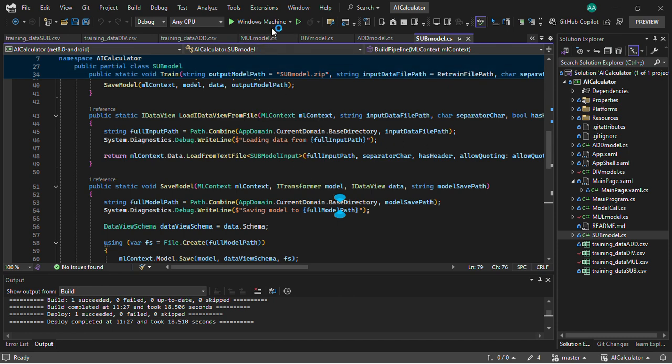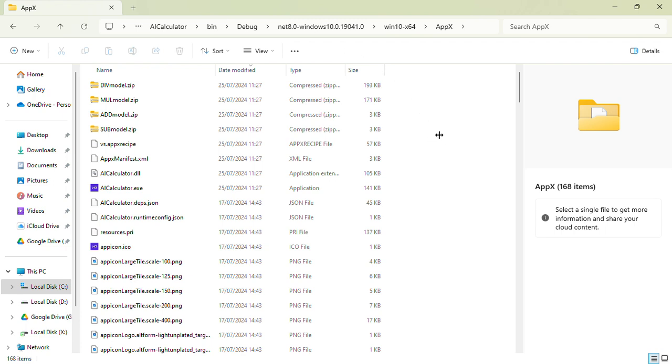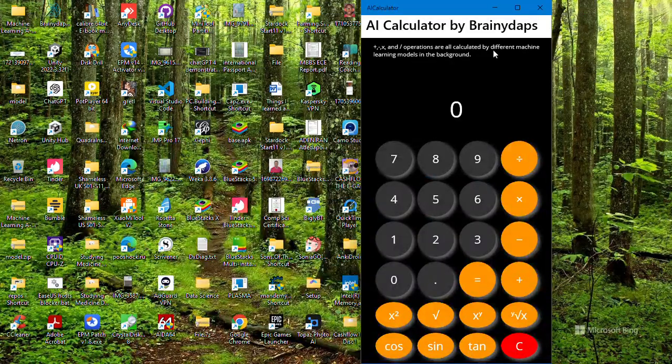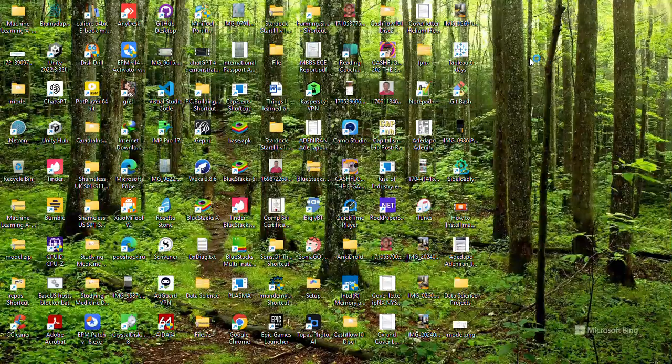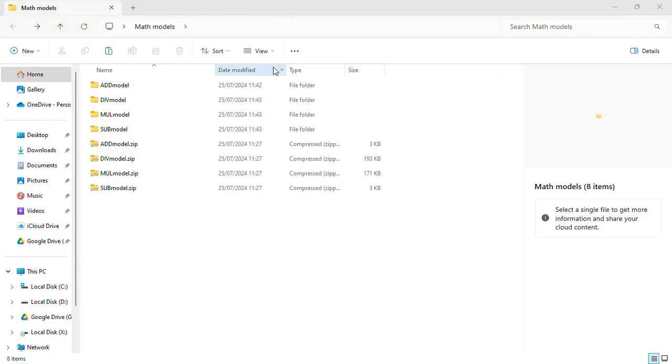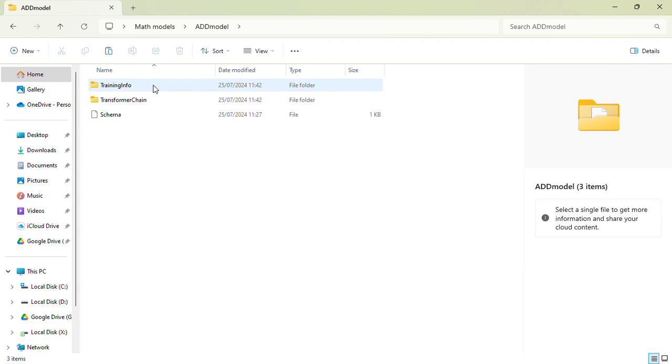So let's get through it. We are in the folder of the application that was created by Visual Studio. I'm just going to copy this now, Control C, and paste it to my folder and see what we have here. So now we have extracted all the model files themselves, and we're about to see what we have here.